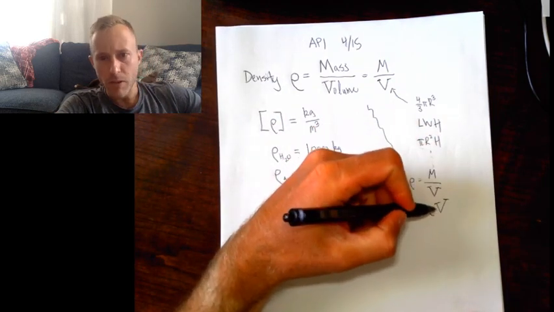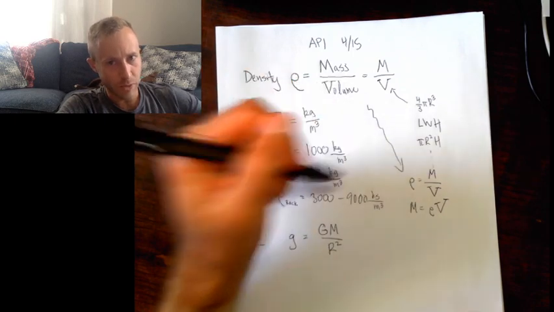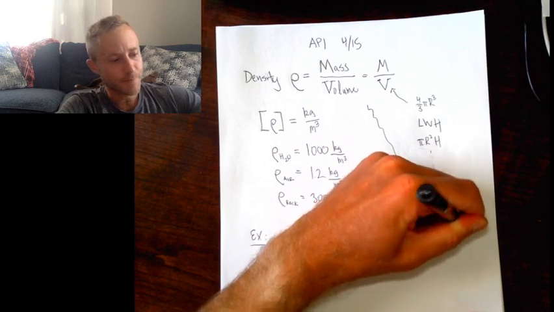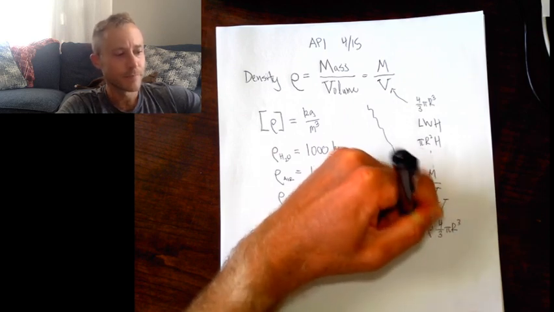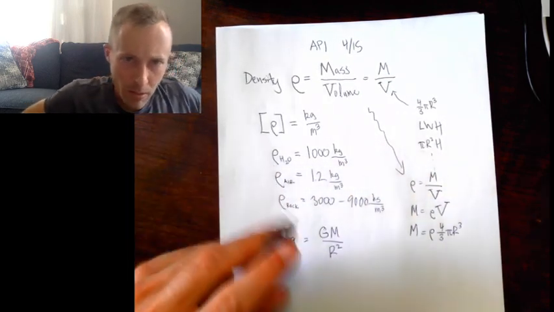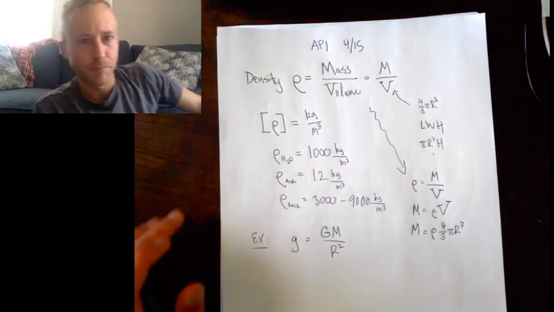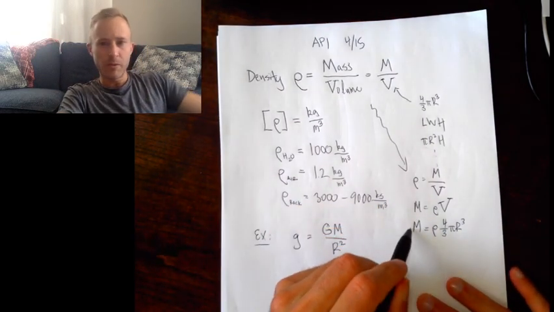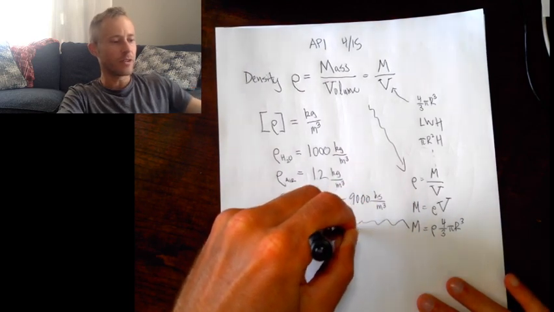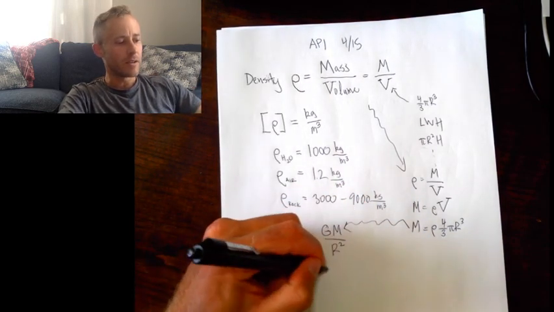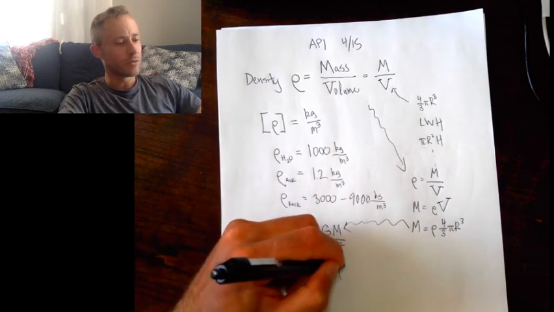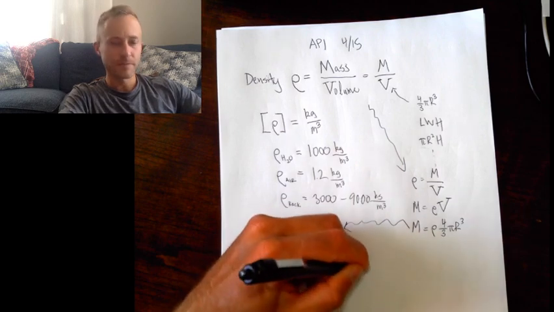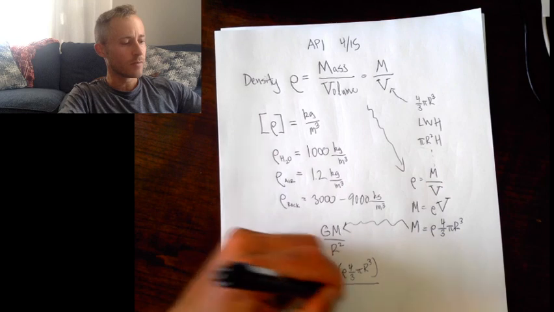So the volume of a sphere is 4/3 pi r cubed. Okay? So then what I'm going to do is take this formula for mass and plug it in for mass here. And I get G times density times 4/3 pi r cubed over r squared.